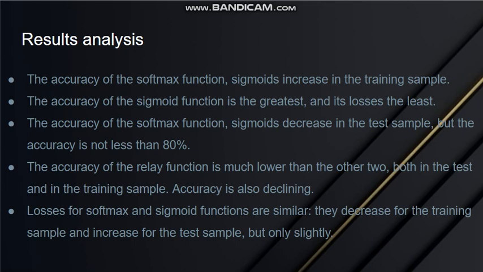Sigmoid is the best, and in the training sample, ReLU accuracy is also declining. Losses for softmax and sigmoid functions are similar. They decrease for the training samples and increase for the test sample, but only slightly.